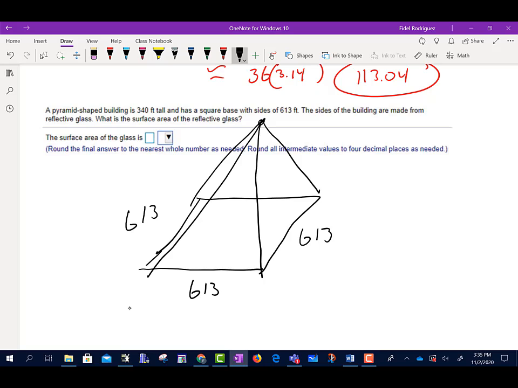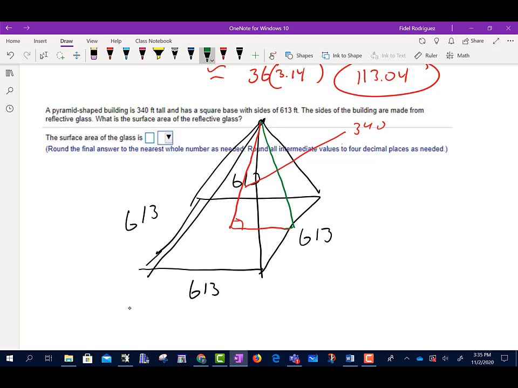Okay, so we know that the sides are 613 all the way across. And we know that the height of the building is 340. So that means that there's a line that's going to go right here, and I know that this distance right there is 340. What I need to find out is what this distance is going to be right here.